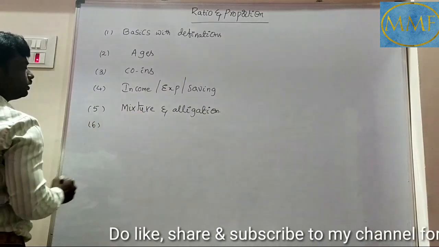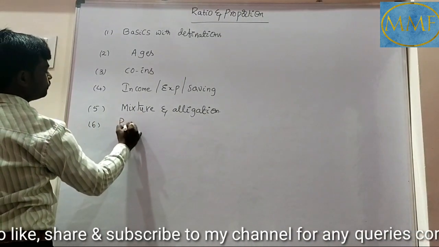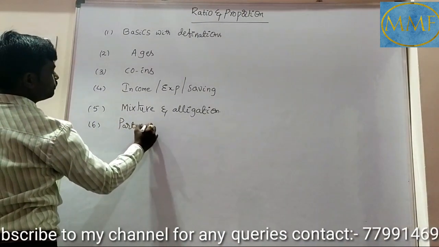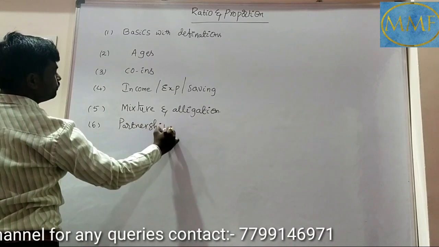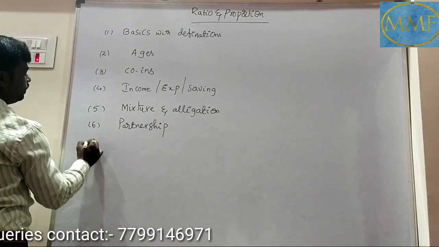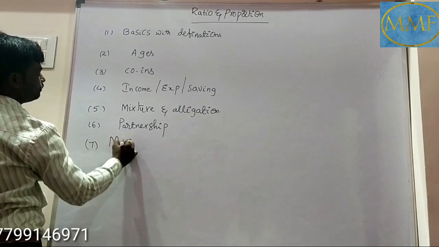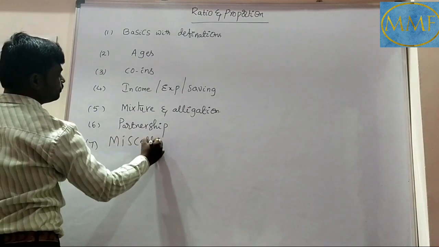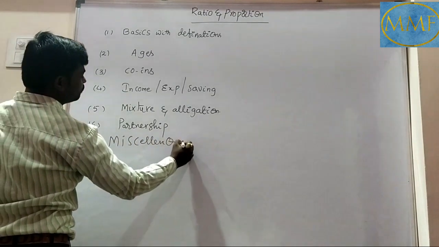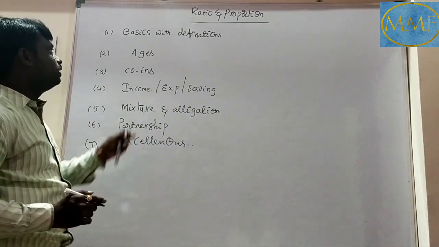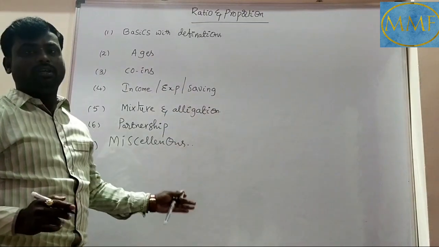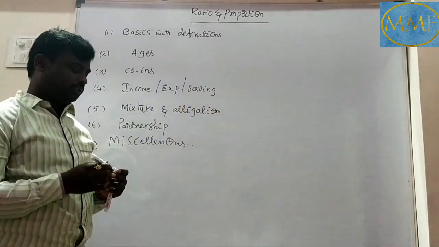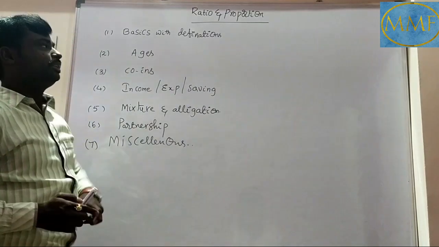Next we will discuss mixture and allocation. Next we will discuss partnership. Last and final we will discuss miscellaneous. Okay, so these are the 7 concepts we are going to discuss in ratio and proportion. First we will discuss basics.